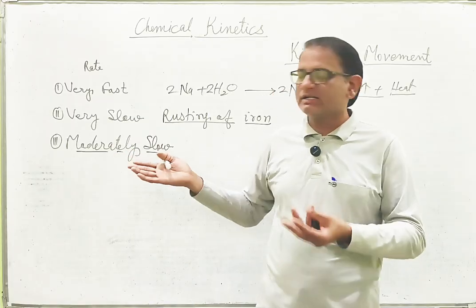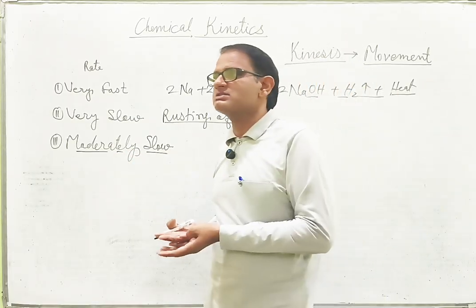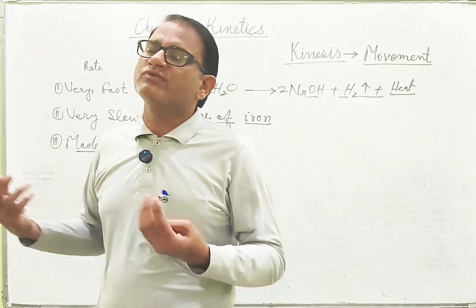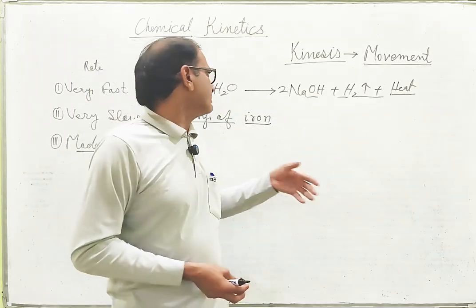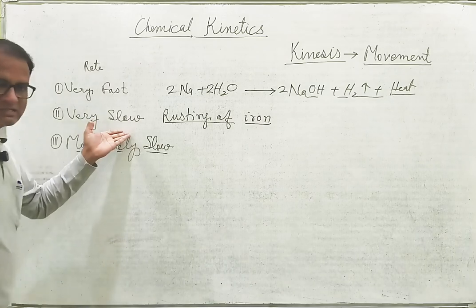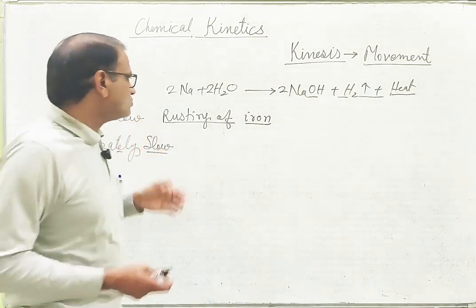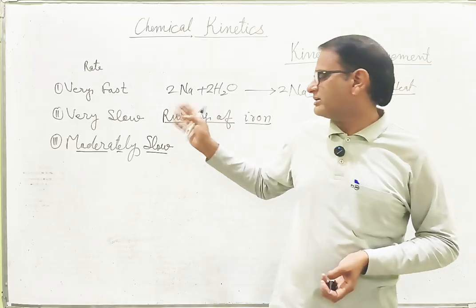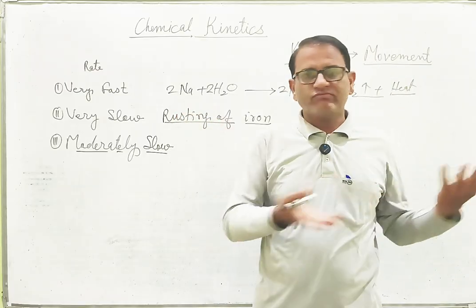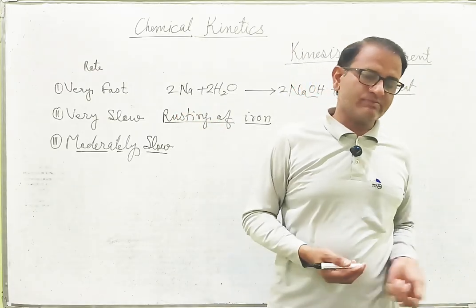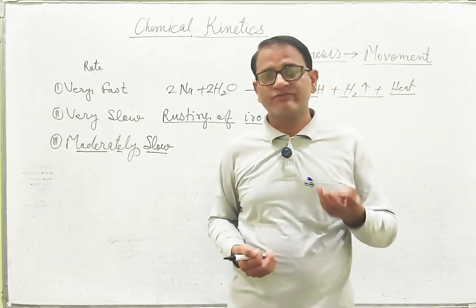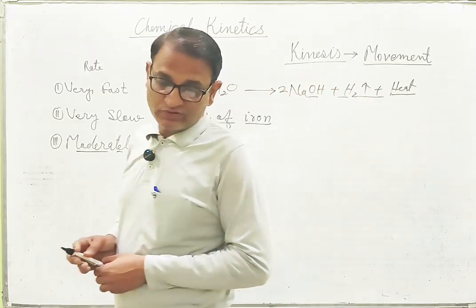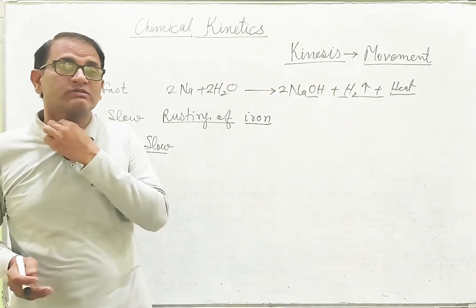The third one is moderately slow. Moderately slow reactions are those whose rate of reaction is in between the first and second categories. The time for such reactions is in hours or maybe one day or something like that, like inversion of cane sugar. Cane sugar means what? Sucrose.